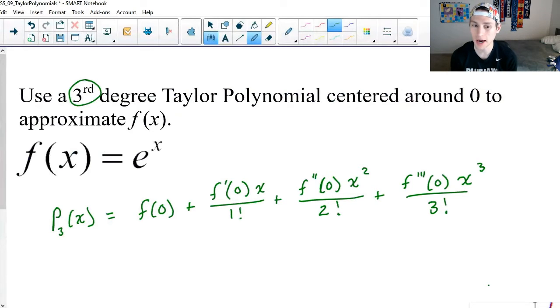So we can see the pattern. The first term is just the value of the function around where it's centered, 0. The next term uses f prime of 0 times x to the first over 1 factorial, then f double prime of 0 times x squared divided by 2 factorial, and then the same thing but with 3 in the fourth term.